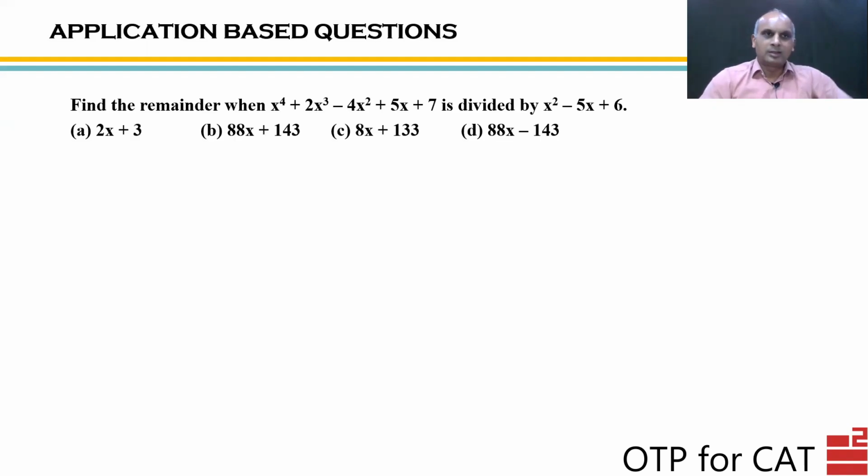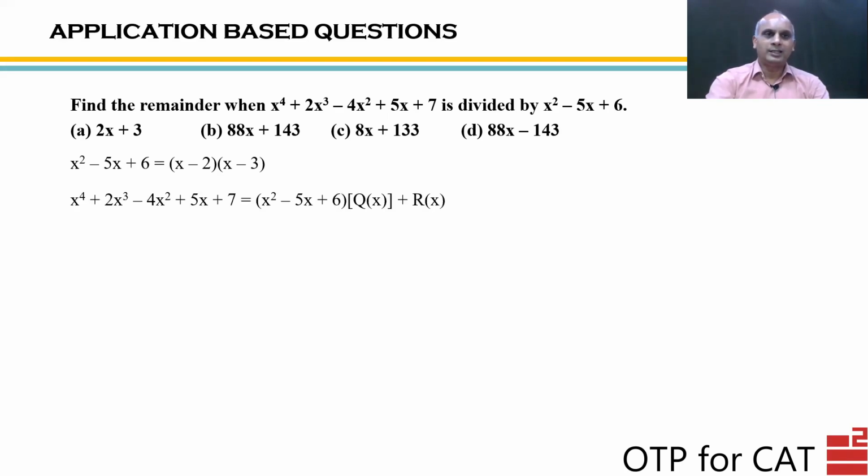Our first example is to find the remainder when you divide this polynomial by this quadratic polynomial. One of the easiest ways is to just divide directly by the conventional method. We can't use the synthetic method here. That is one method. But if I have to find some other method, what do we do? We realize that the divisor x square minus 5x plus 6 can be factorized as x minus 2 into x minus 3. We can split it.